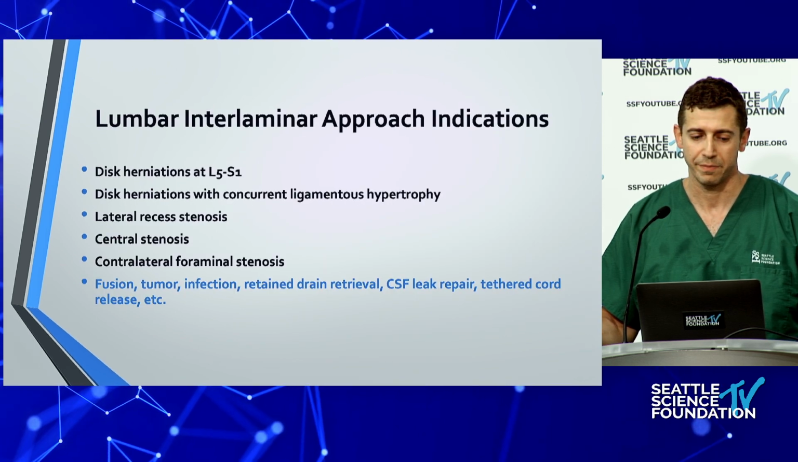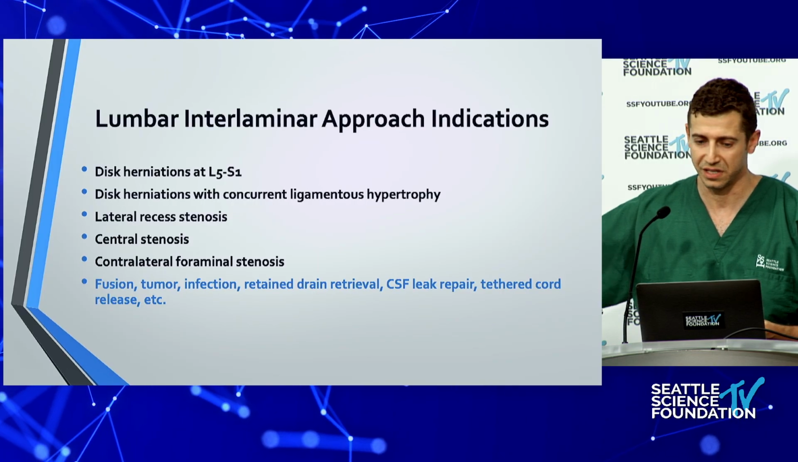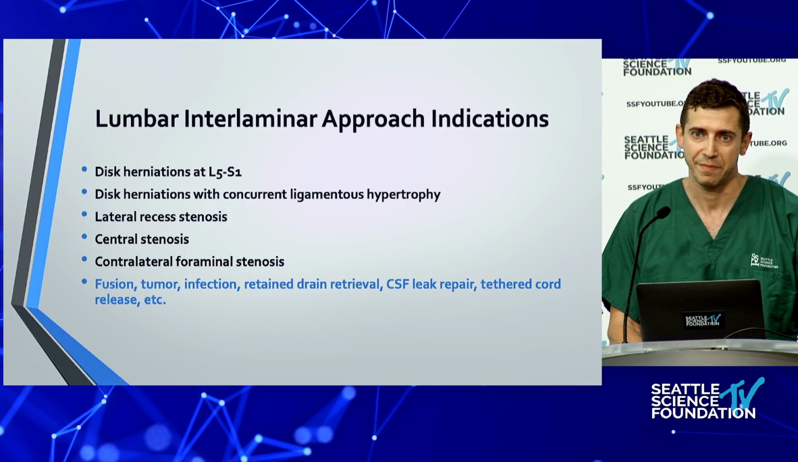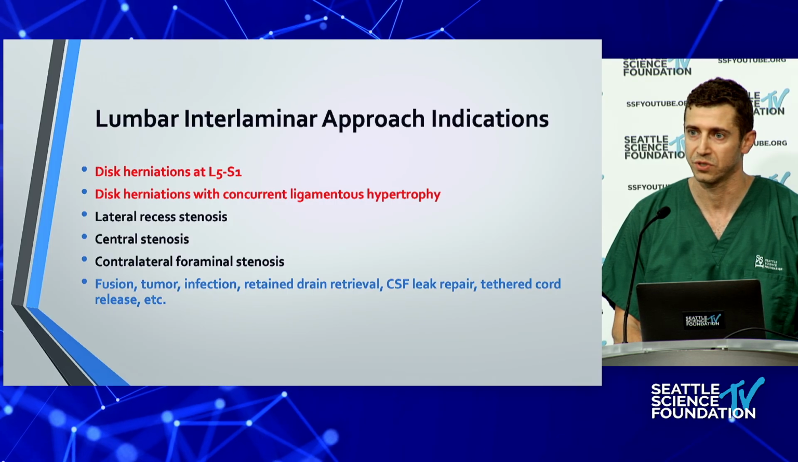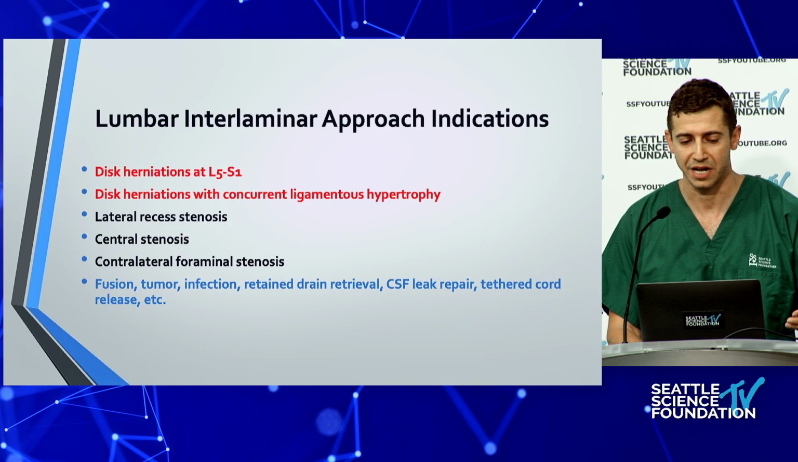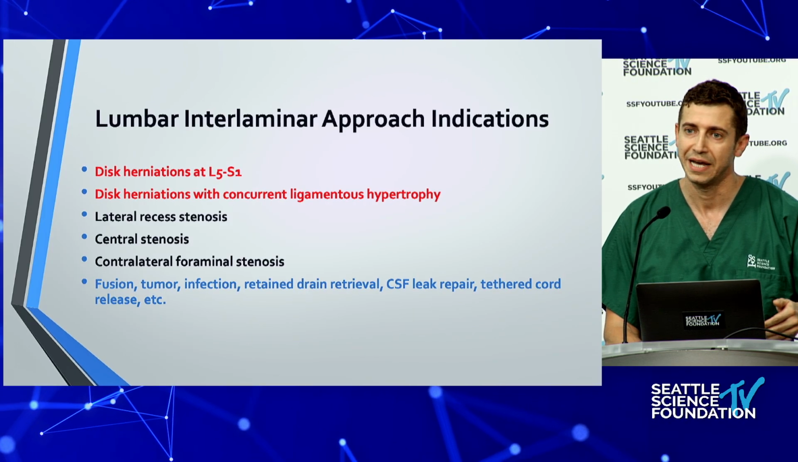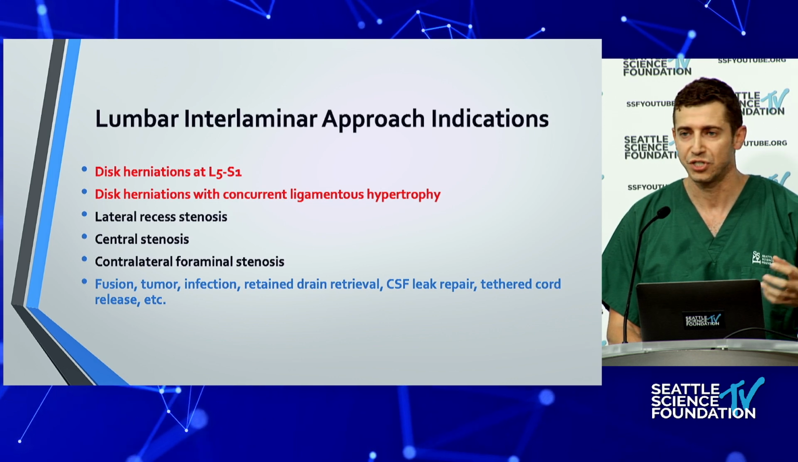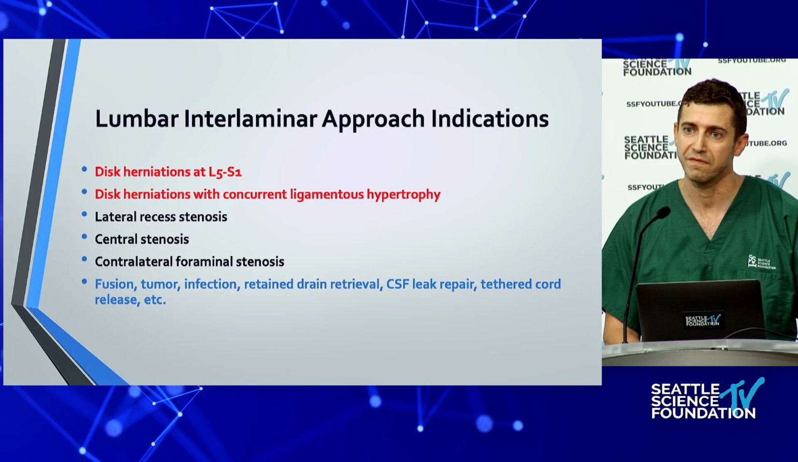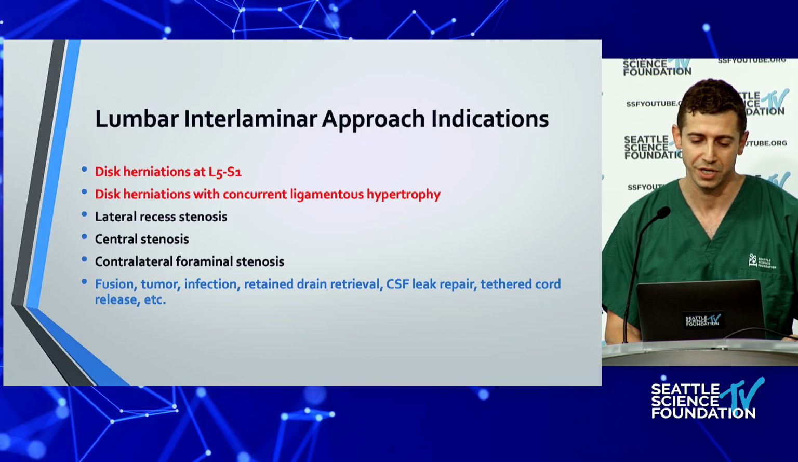However, if you broaden that a little bit more, what can you do with the interlaminar approach in the lumbar spine? This is a list of all the different pathologies which you could treat. But for the interlaminar discectomy, it's for the first two. If you have a disc herniation, central or lateral recess disc herniation, those are greatly treated with an interlaminar approach. And for any other lumbar level, if it's just a disc, it's probably best treated with a transforaminal approach. But if it's a disc with ligamentous hypertrophy, even though you could treat that with a transforaminal approach, it's best treated through an interlaminar approach, in my opinion.